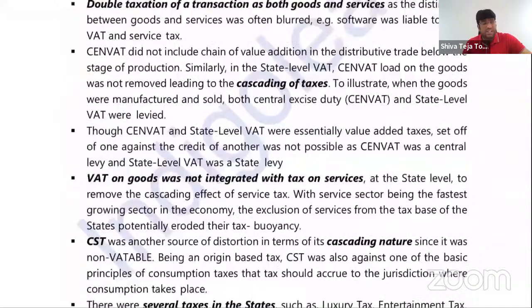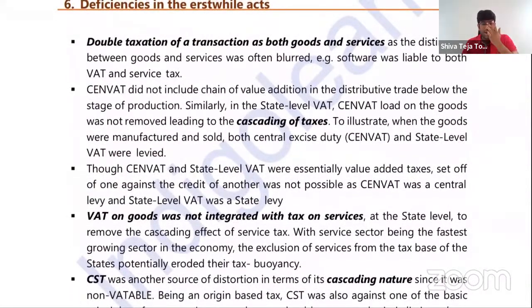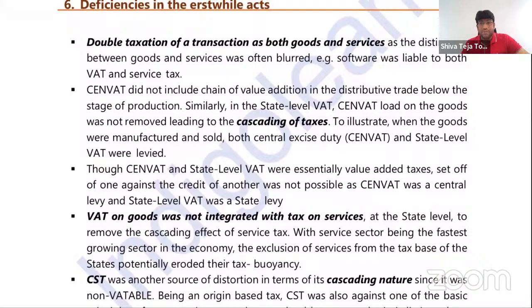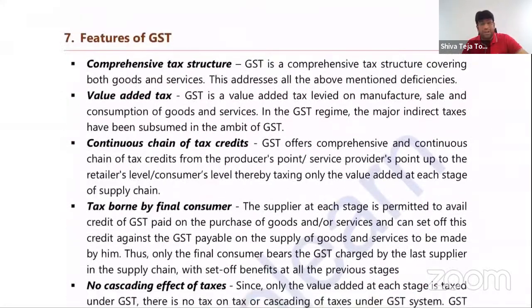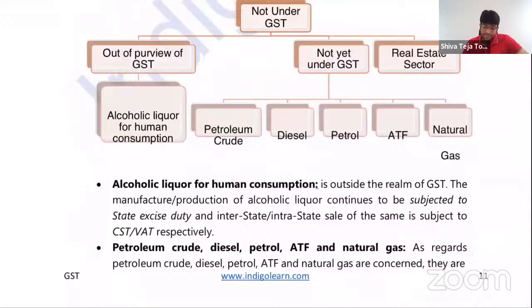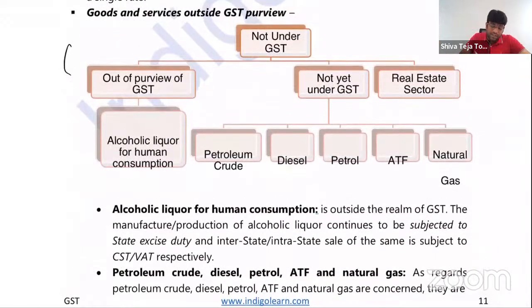And what are the benefits of GST? Of course, GST avoids something called the cascading effect of taxes, and GST promotes more transparency. And one nation, one tax, of course, no doubt about it. And this concept we already learned. How many petroleum products are outside GST? Let me tell you, there are 5 petroleum products which are outside GST: petroleum crude, high-speed diesel, motor spirit, natural gas, aviation turbine fuel.